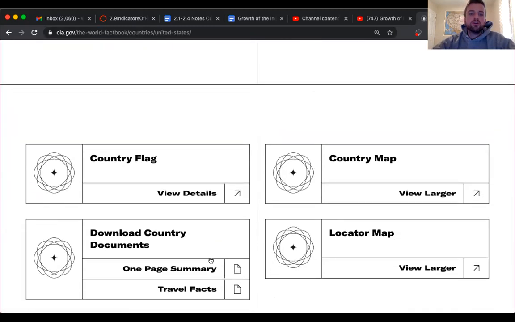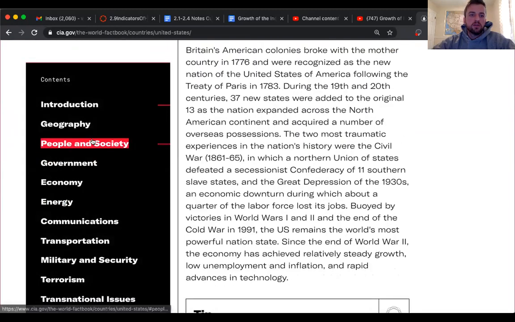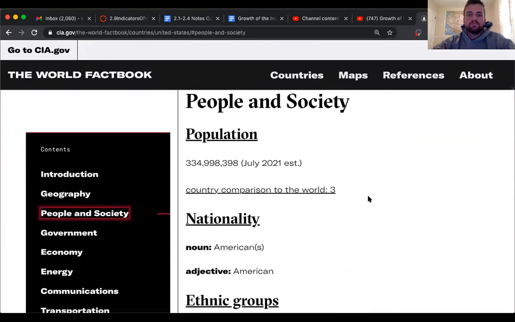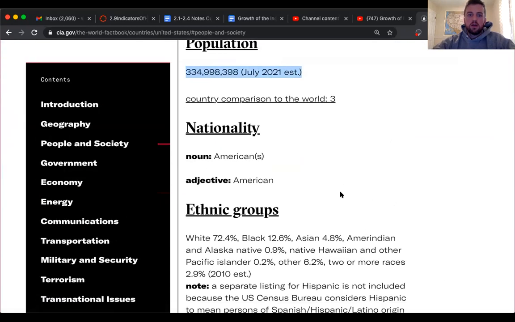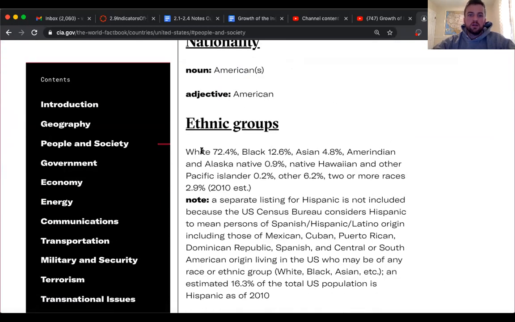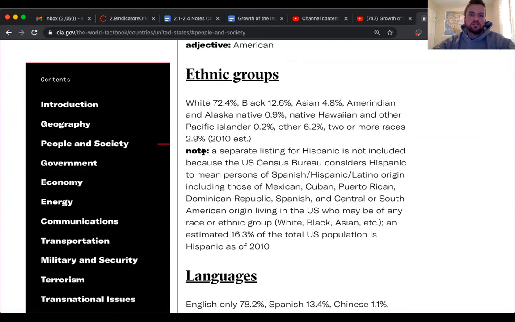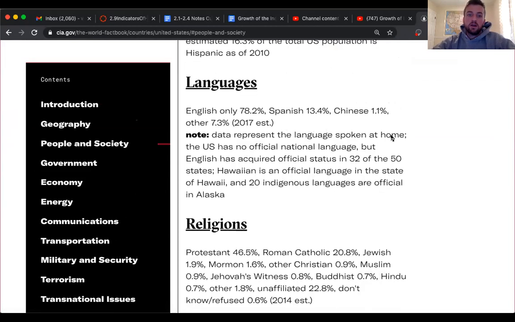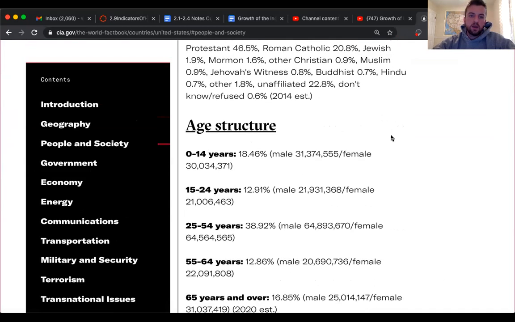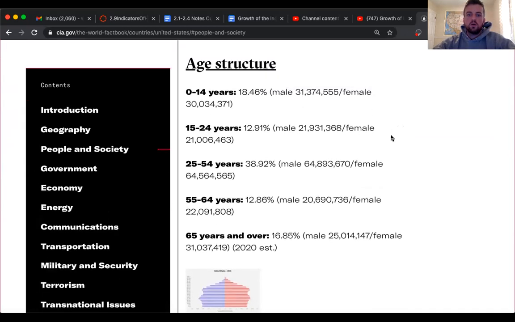And what you can do here is scroll down, click on the People and Society tab, and oh, look, there's the population. Needed that. All right. It's got a little bit of a breakdown in terms of ethnic groups: 72% white, 12% black, 12% Asian, or Indian, and so on. Languages, yay. Religions, hooray. Age structure, here we go.